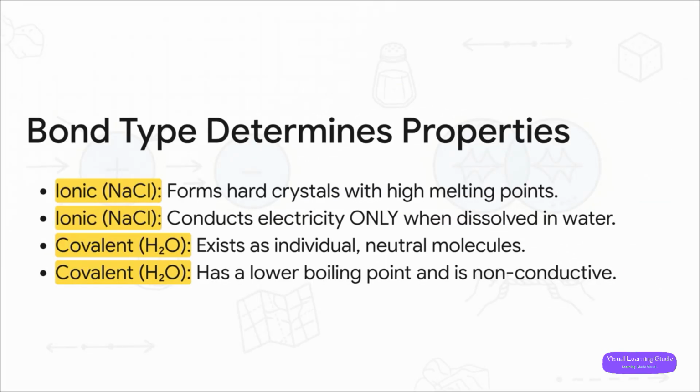Because ionic compounds like salt are locked into this super tight grid of positive and negative charges, they form hard crystals. It takes a ton of heat to break them apart, so they have high melting points. And they can only conduct electricity when you dissolve them in water, which lets those charges finally move around. But covalent compounds like water, they're just individual, neutral molecules, kind of hanging out. That means lower melting and boiling points, and they don't conduct electricity. The bond really does determine everything.